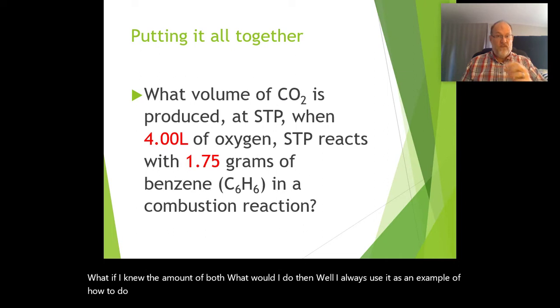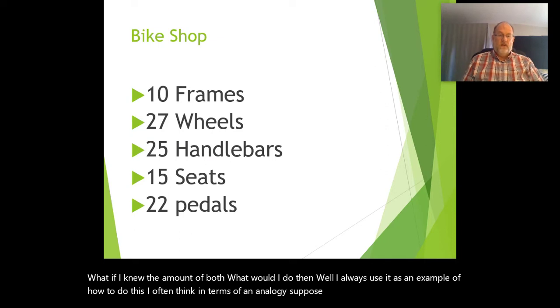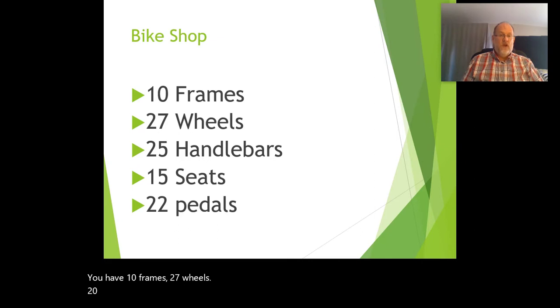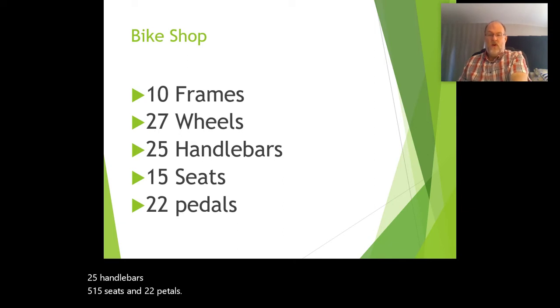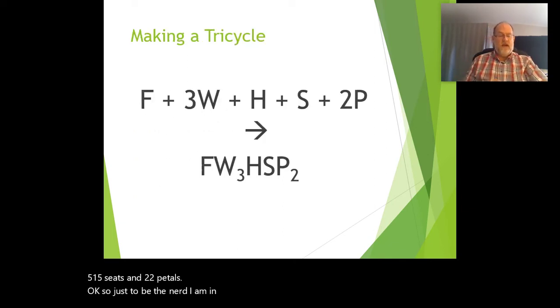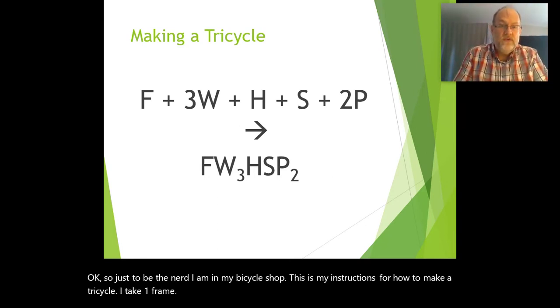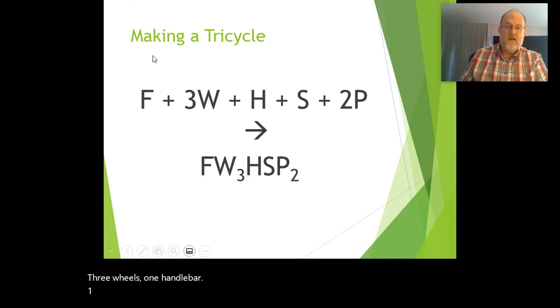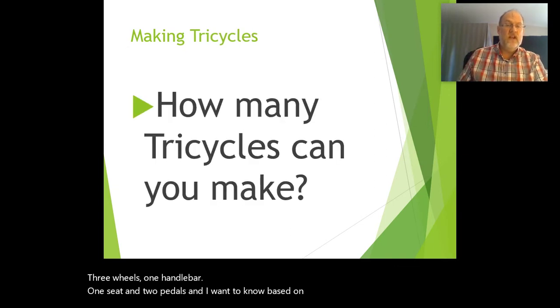And I often think in terms of an analogy. Suppose you were in a bicycle shop, and for the record, you build tricycles. You have 10 frames, 27 wheels, 25 handlebars, 15 seats, and 22 pedals. Okay, so just to be the nerd I am, in my bicycle shop, these are my instructions for how to make a tricycle: I take one frame, 3 wheels, 1 handlebar, 1 seat, and 2 pedals. And I want to know, based on my materials, how many tricycles can I make?